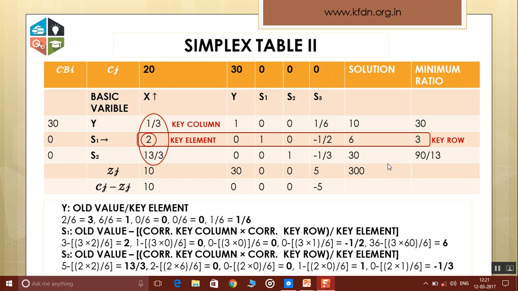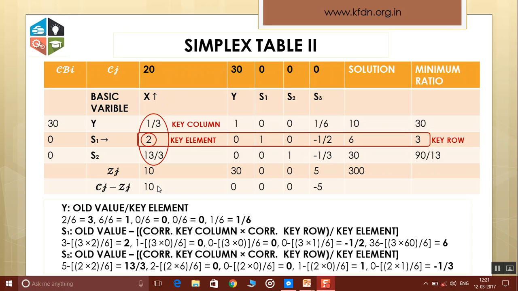Now, the next step after calculating Zj was Cj minus Zj. Cj minus Zj is equal to 20 minus 10 is 10, 30 minus 30 is 0, 0 minus 0 is 0, 0 minus 0 is 0, 0 minus 5 is equal to minus 5. Now we'll check the optimality condition. The optimality condition was all Cj minus Zj should be equal to 0 or negative. You can see we have zeros over here, we have a negative value also, but again we have a positive value over here. So again we haven't reached the optimality condition, we have to move further.